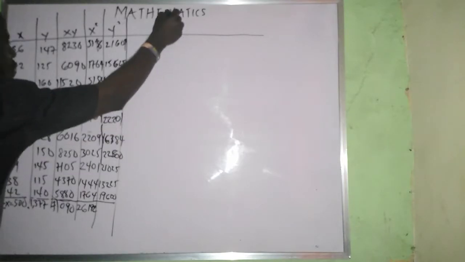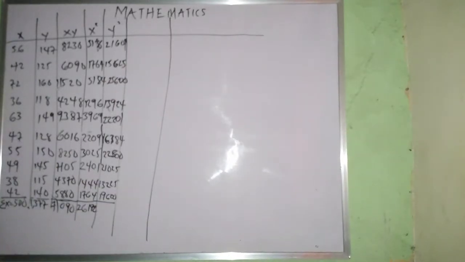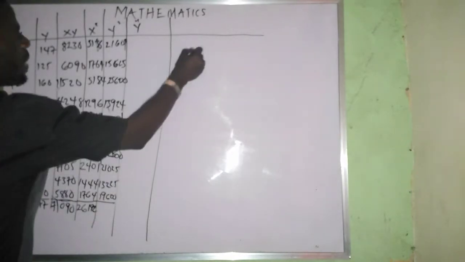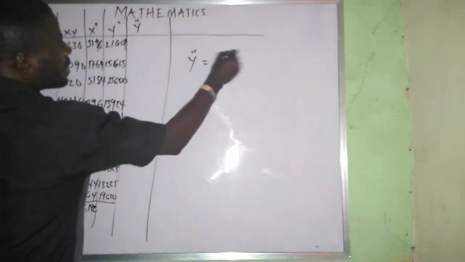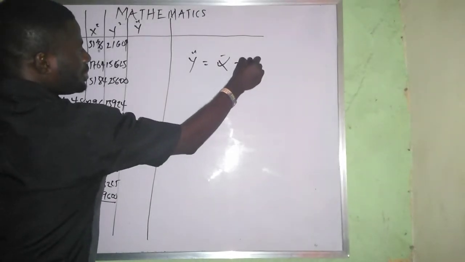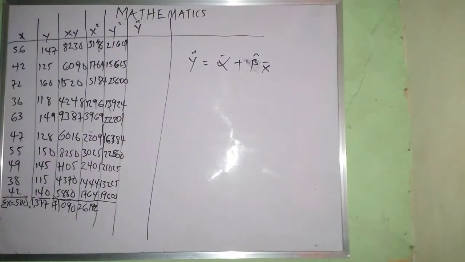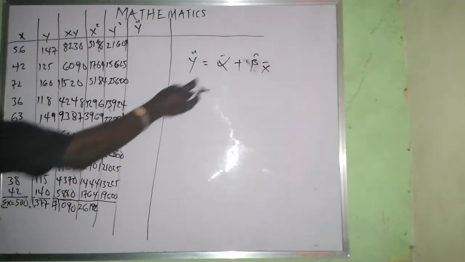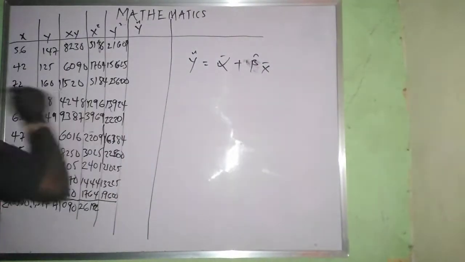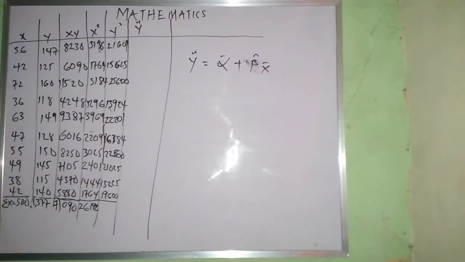I need, the next one will be, I will need my what? Y. Now, how do I get my y? My y is equal to what? Alpha plus beta x. Now, that's all about that. Now, on each stand, I will now look for my alpha and look for my beta. Now, how do I get my alpha and my beta?